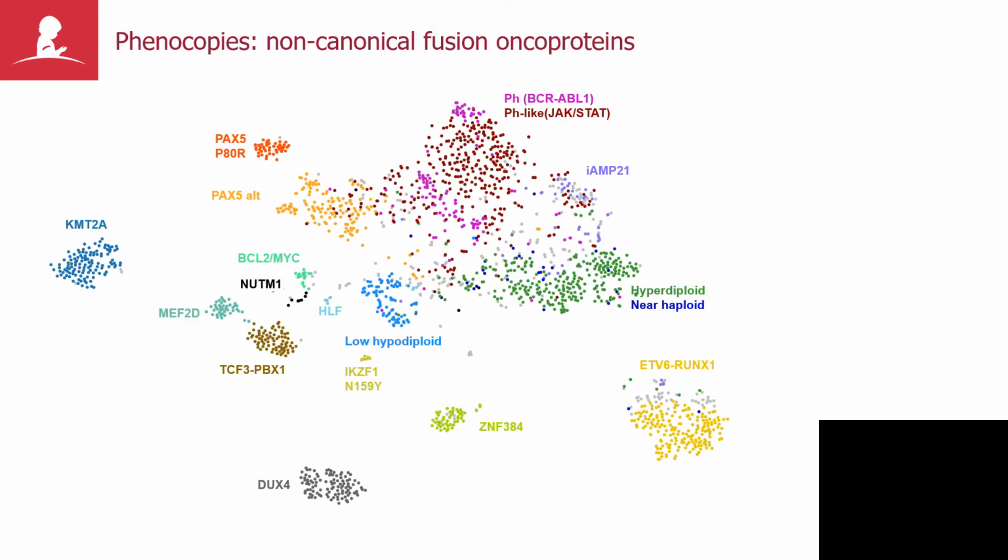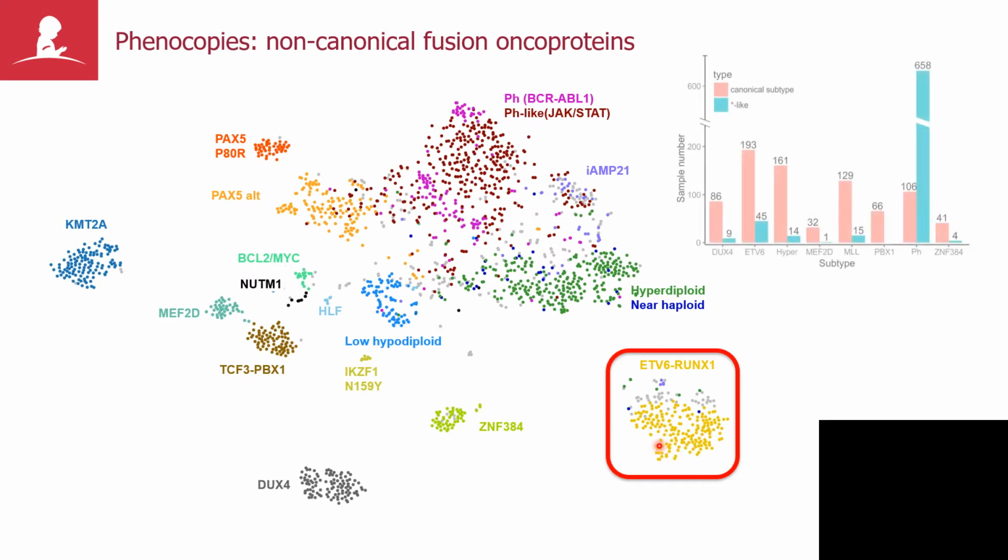An important point of diagnostic relevance, again, is this notion of what we call phenocopies, where we see non-canonical fusion oncoproteins or other genetic lesions that are simulating the founding lesion, and we see this right across the landscape of ALL. A striking example of this is ETV6 RUNX1 leukemia, where we can see color-coded here a number of cases that are color-coded grey or alternate colors because they are clustering with ETV6 RUNX1 leukemia, shown in yellow, but they don't have that fusion.